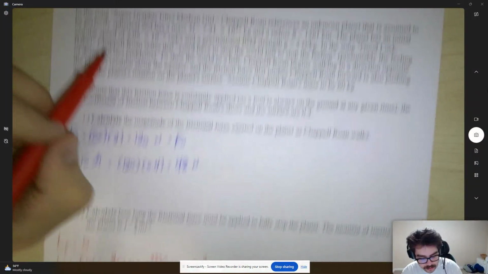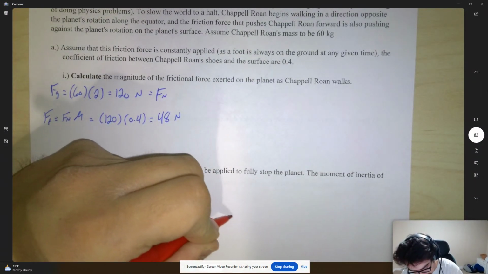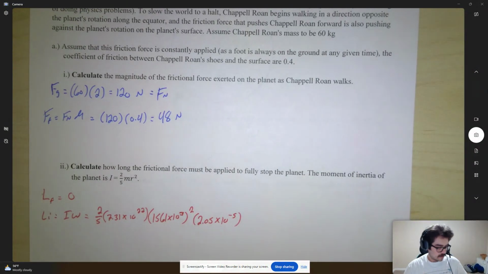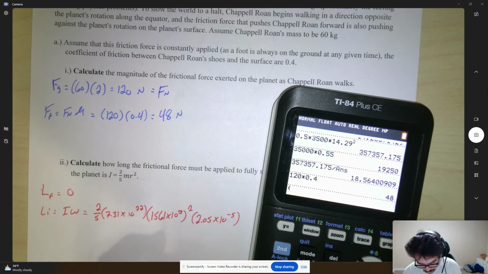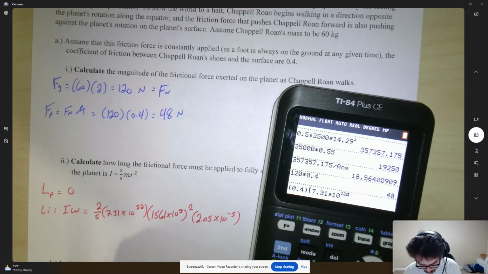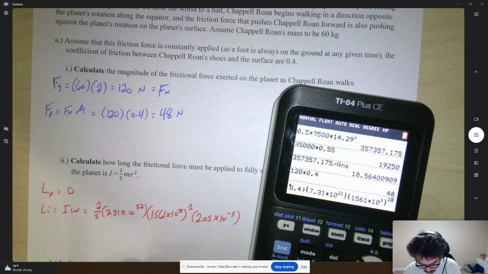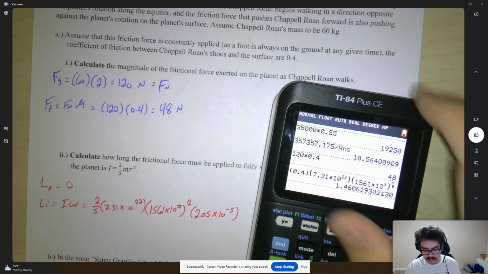I call it omega, right? The angular speed, which is 2.05 times 10 to the negative 5. Okay? This is going to be absolutely beautiful. Okay? 0.4 times 7.31 times 10 to the 22 times 1561 times 10 to the third. This whole thing is going to be squared. And then I multiply this by 2.05 times 10 to the negative fifth. And I should get about 1.46 times 10 to the 30.